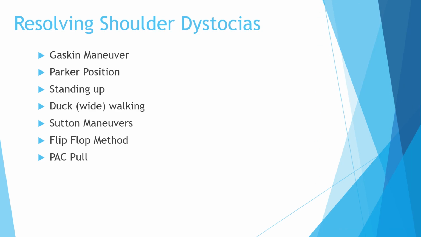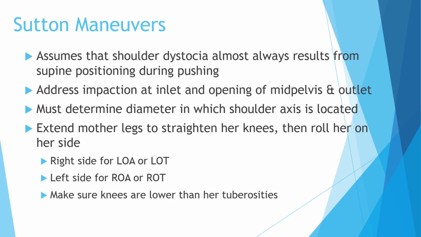Resolving a shoulder dystocia, there's the Gaskin maneuver, Parker position, standing up, a duck walk, a Sutton maneuver, the flip-flop method, and the pack pull. The Sutton maneuver assumes that a shoulder dystocia almost always results from a supine position during pushing. So that's more of laying on the back. Address the impaction of the inlet and the opening up of the mid-pelvis and outlet. So with shoulder dystocias, when I get them, as soon as I do one position of rotating, most of the time the mild dystocia will resolve itself. We just need to help the pelvis rotate the baby.